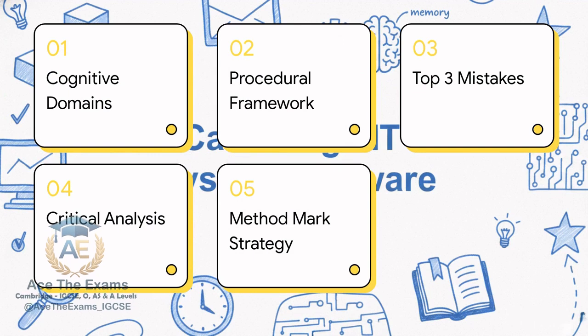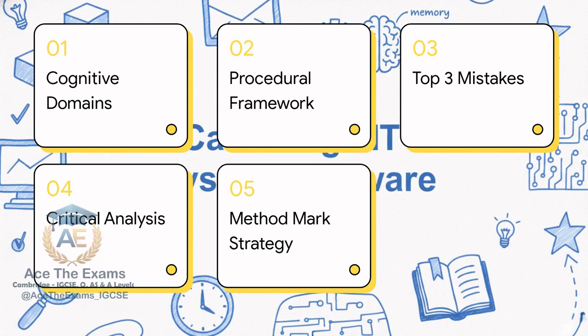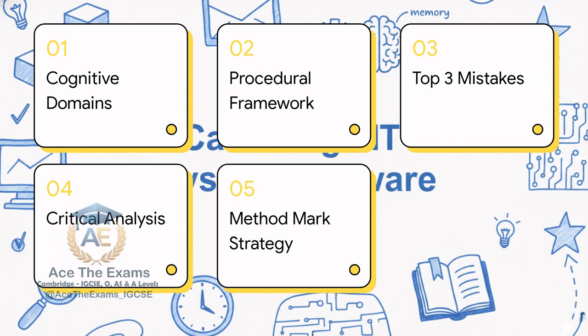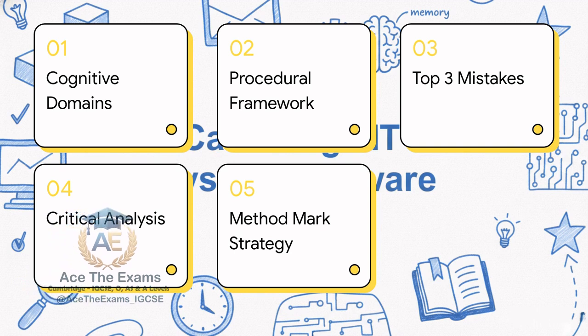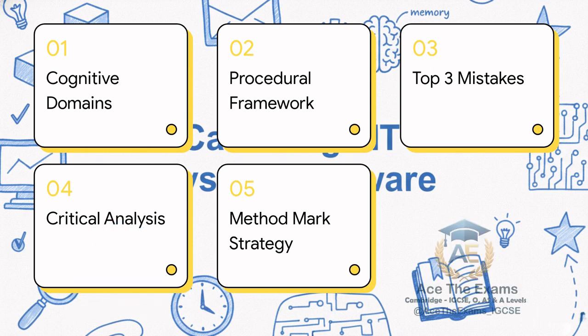Here is our complete mastery blueprint for today's explainer. First, we'll decode the core cognitive domains, so you know what game you're actually playing. Second, we'll outline the procedural framework. Third, we're going to expose the top 3 fatal mistakes that catch out students like Sam every single year. Fourth, we'll be mastering critical analysis. And finally, we will wrap up with the method mark strategy.